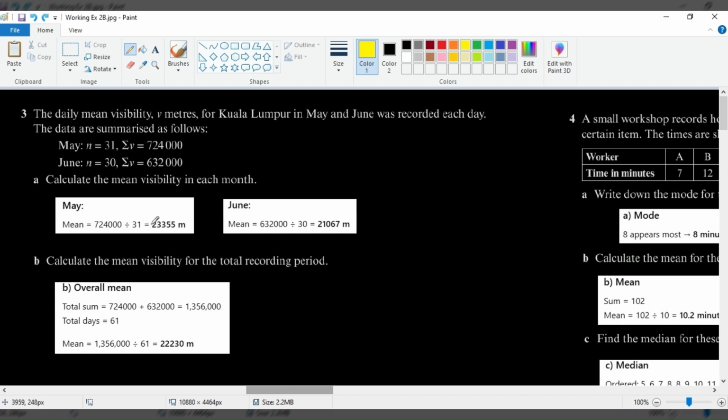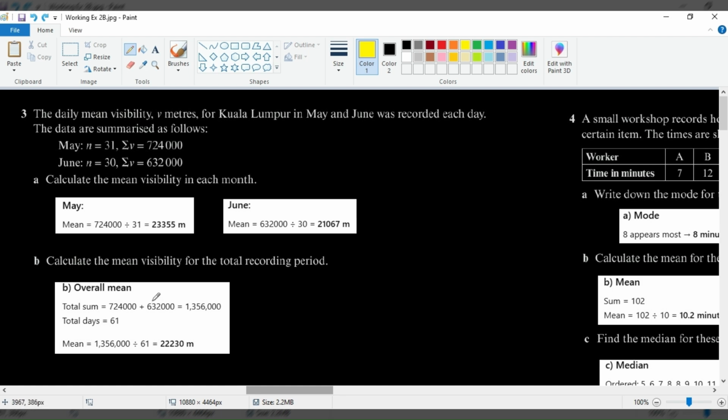That means the mean visibility is 724,000 divided by 31. So this is going to be the mean for the month of May. And the same is going to be for the month of June because there are 30 days. So we divide by 30. So this is done. Now moving on to part B.